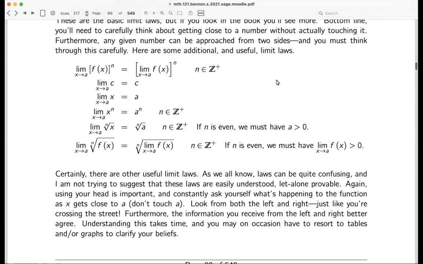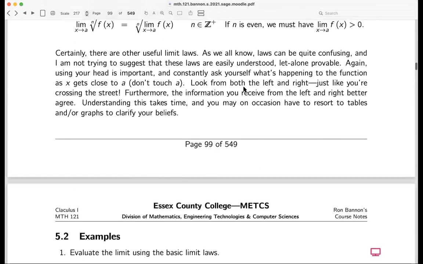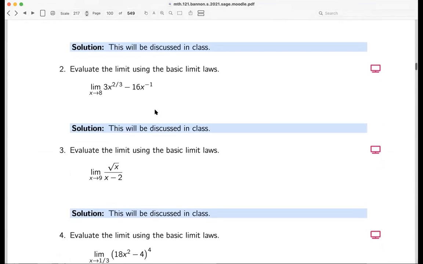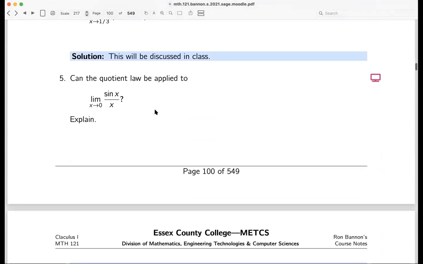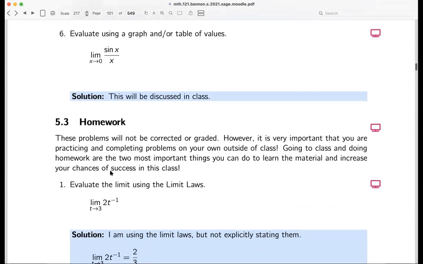So when I do the examples, I realize a lot of stuff I'm writing down over here might be confusing to you. It requires thought. So as I do these problems over here, I'll do problem number 1, number 2, 3, 4, 5, and number 6. And then, of course, there'll be a chance for you to try stuff on your own.